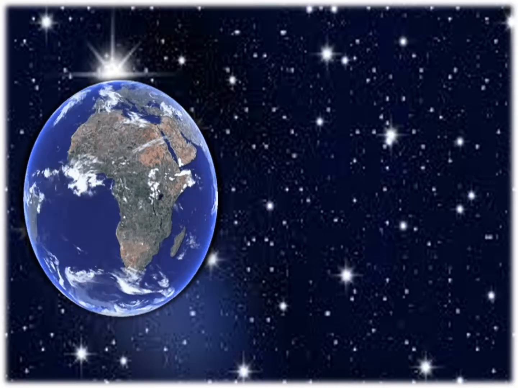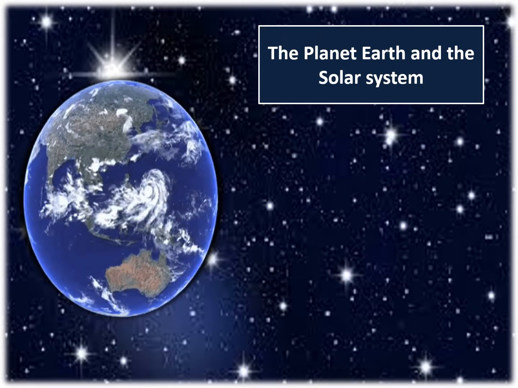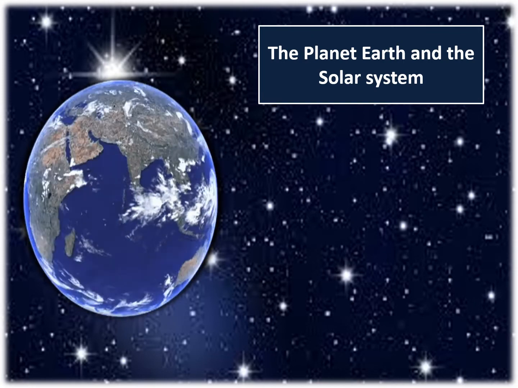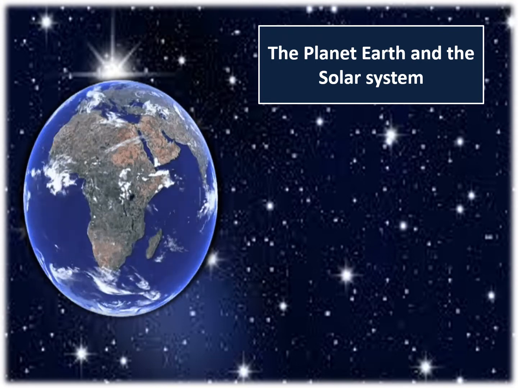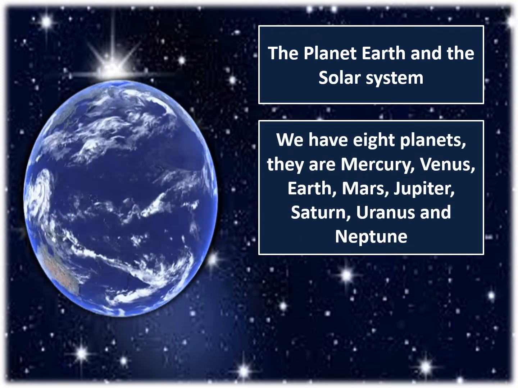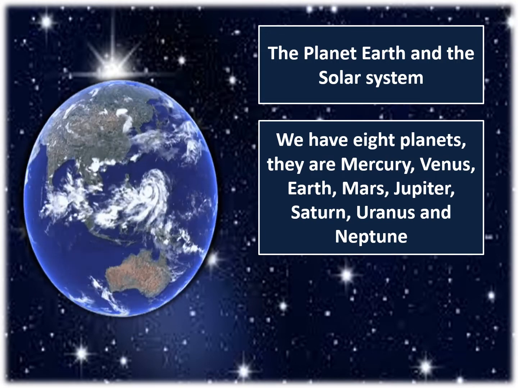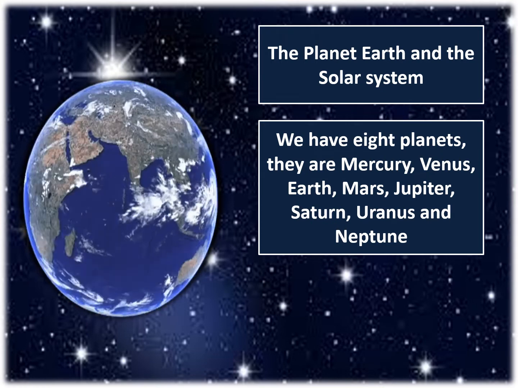Well, in the previous lesson, you have learned about the planets and the solar system. Let me ask you one question, children. How many planets are there in the solar system? Yes, you are correct. We have 8 planets. They are Mercury, Venus, Earth, Mars, Jupiter, Saturn, Uranus and Neptune.